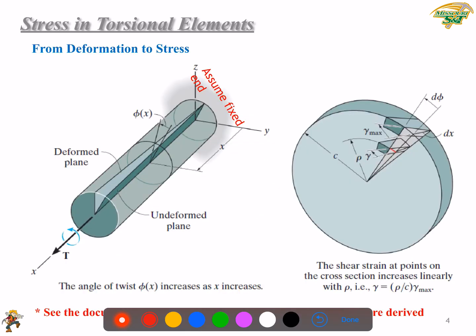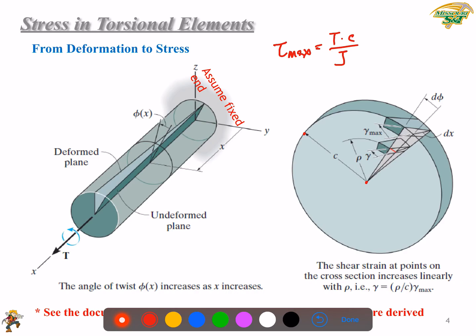So last time we already derived the equation to calculate the shear stress in a torsional element, and we started from these two, and we derived that the tau max, the maximum shear stress in the torsional element, equals Tc over J. So here the c is the distance from the center to the edge, right? So that is the maximum shear stress in the torsional element.